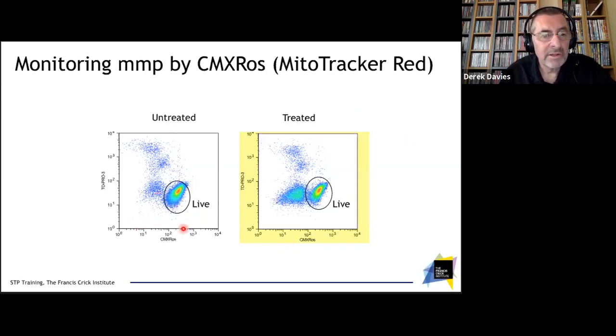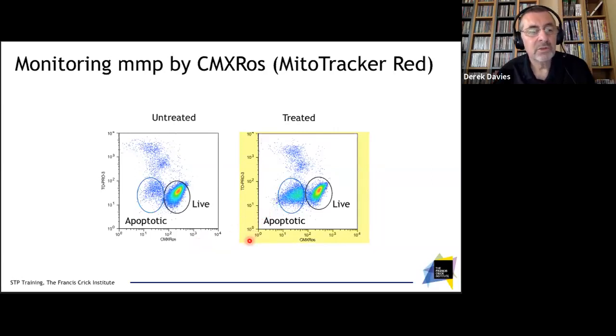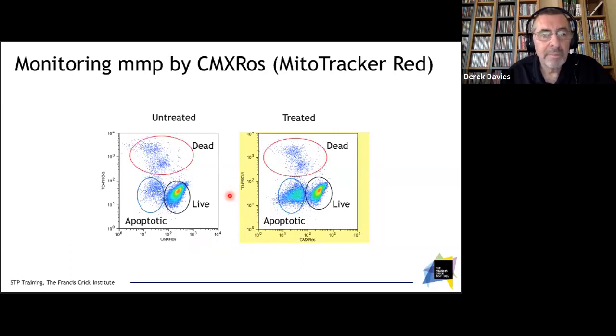So here are my live cells, nice healthy mitochondria, nice bright signal. And here are my cells that have entered apoptosis. Because the mitochondrial membrane potential is dissipated, I don't get so much accumulation of the dye, and I get a reduction in the signal. Now, these cells were unfixed, so I've also been able to add a viability dye, a DNA binding dye, in this case TOPRO3. So I can separate my cells that are dead by flow cytometric terms.